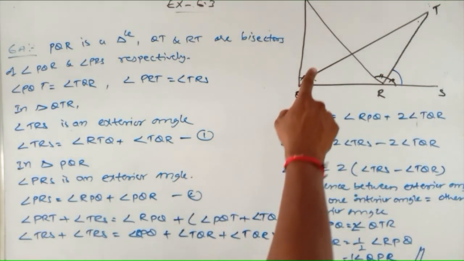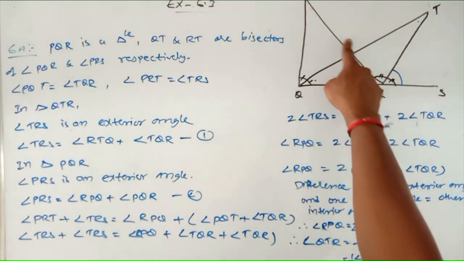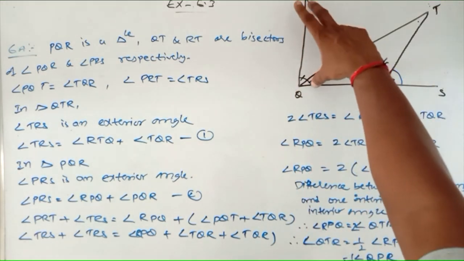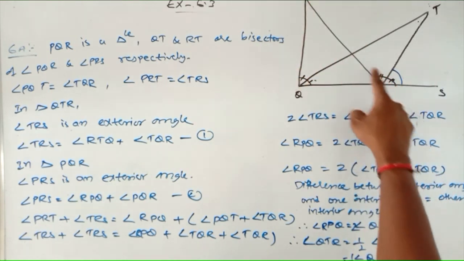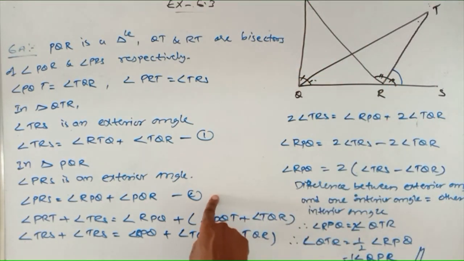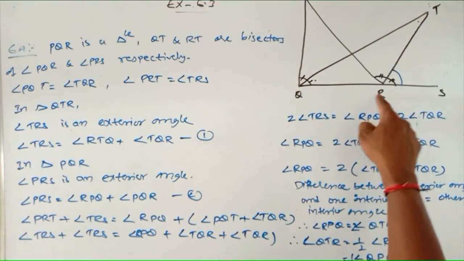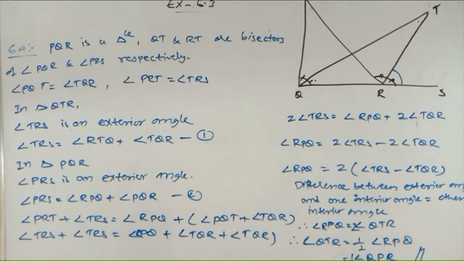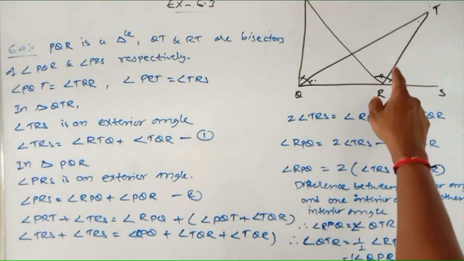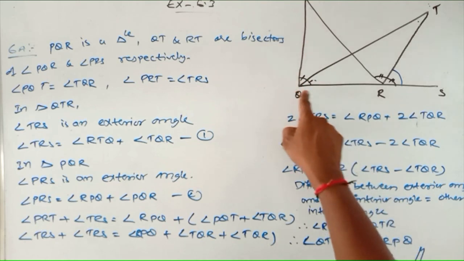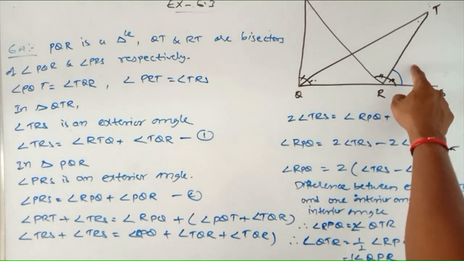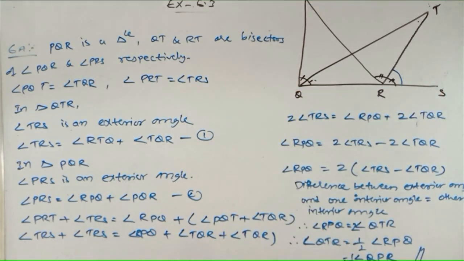In the same way, I am considering PQR as a triangle and PRS as an exterior angle. The sum of these two interior angles is equal to angle PRS. That is the second equation. PRS is equal to angle PRT plus angle TRS, and in the same way PQR is angle PQT plus TQR. By doing this simplification, I am going to get angle QTR equal to half of angle QPR.